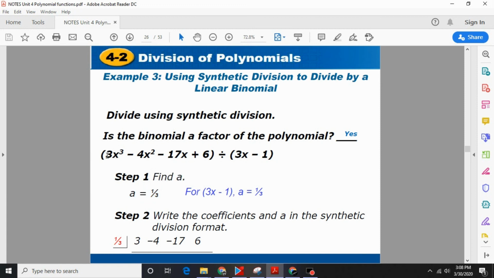Write out the coefficients. This is 3x cubed minus 4x squared minus 17x, and then plus 6. So there's no missing terms here. So that's the 3, -4, -17, 6, and then notice the 1/3 here.